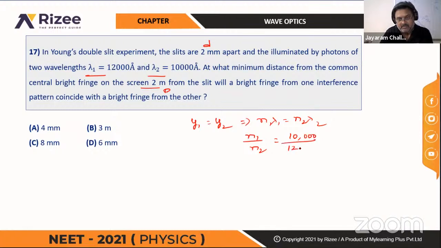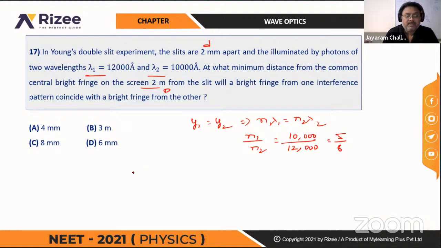In the sense, this is 10,000 by 12,000, so let me simplify: 5 is to 6 ratio. They might be in this particular ratio. That means it should be the fifth fringe of the first wavelength and the sixth fringe of the second wavelength. At the same position, as I have equated y1 and y2, the fifth of the first lambda and the sixth of the second lambda should coincide.